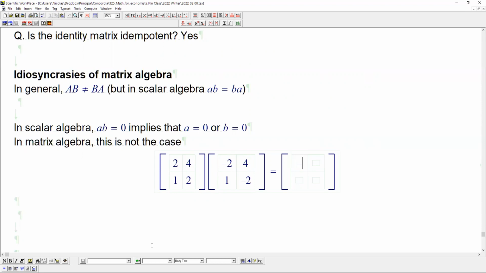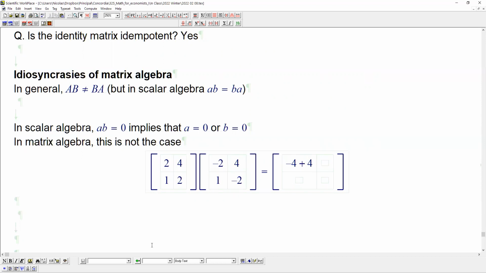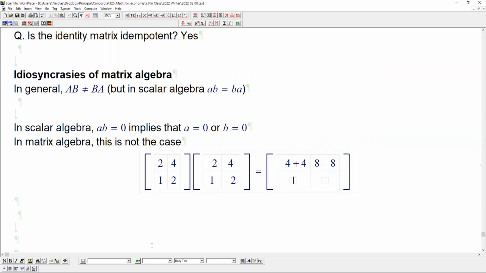So this is minus 4, and then plus 4. This is 2 times 4, 8, minus 8. This is minus 2 plus 2. And this is 2 times 4, 8, minus 8. And of course, I get 0, 0, 0.